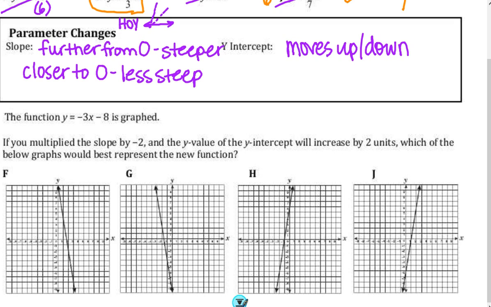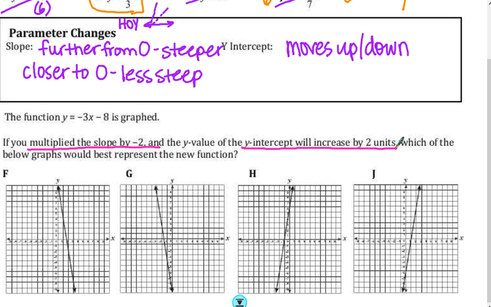And it gives us a situation, some parameter changes. All right, so let's see, what do our parameter changes say? So it says if I multiply the slope by -2 and the y value of the y-intercept will increase by 2 units, what's going to be my new graph?